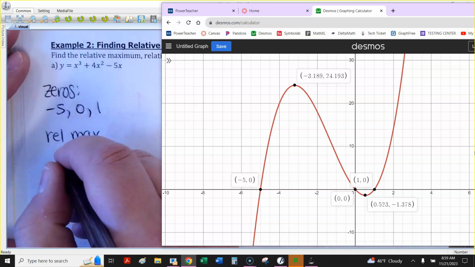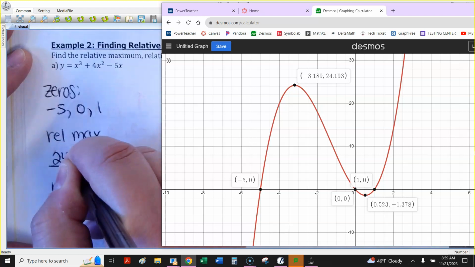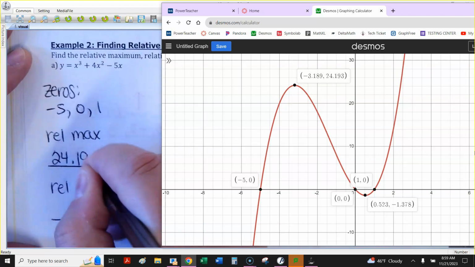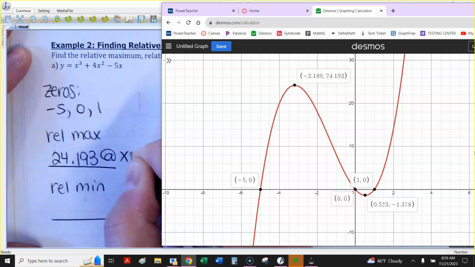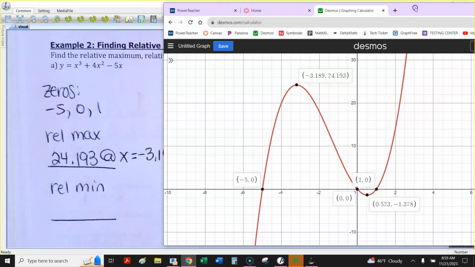Should be the relative maximum is going to be that 24.193. And I'm going to say at x equals that -3.189 on the screen there. If you guys need help moving the screen around, I can help you with that. I'll come around in a second.